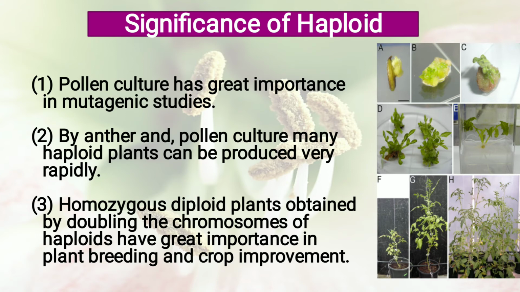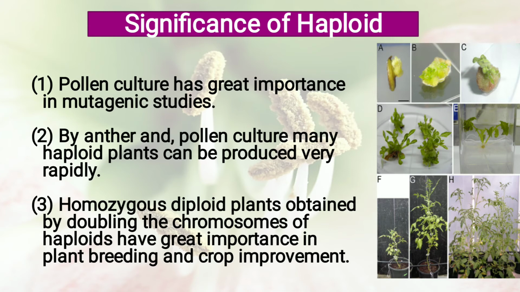The second point is that by anther and pollen culture, many haploid plants can be produced very rapidly. That means you get the haploid plant, which conventionally requires more time than in vitro haploid plant cultures.